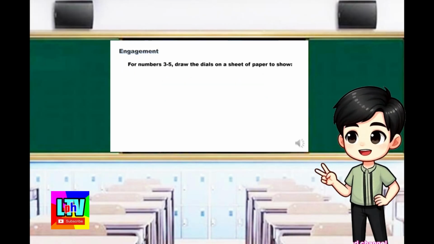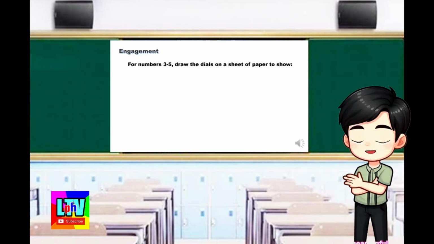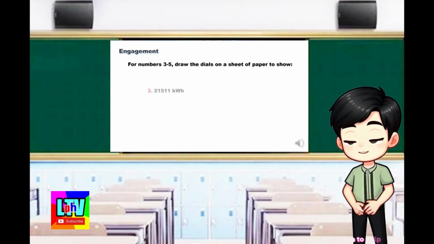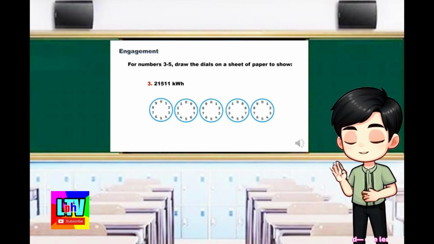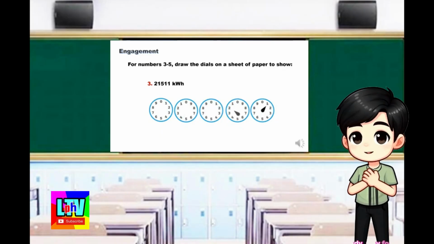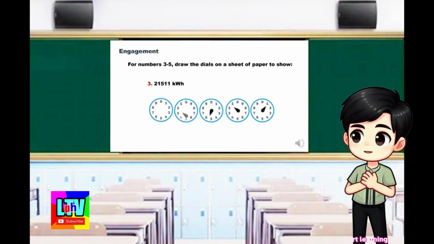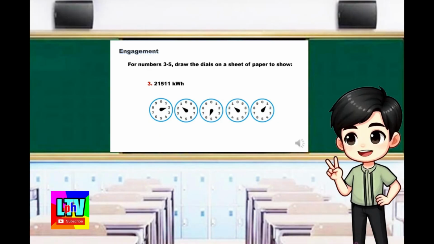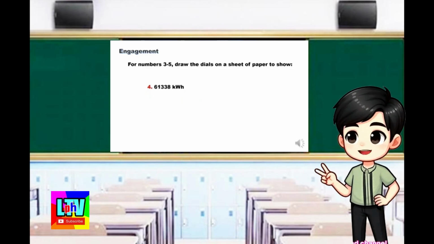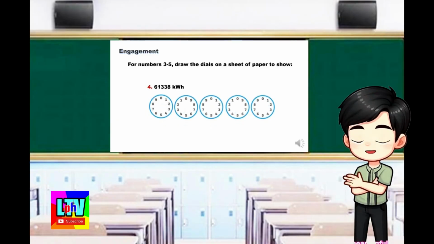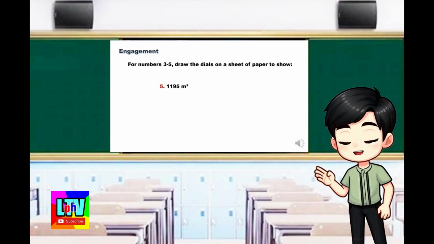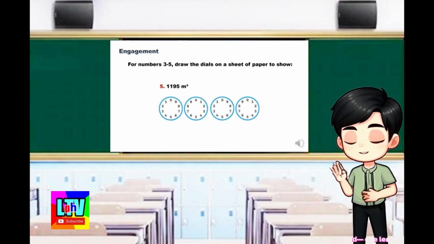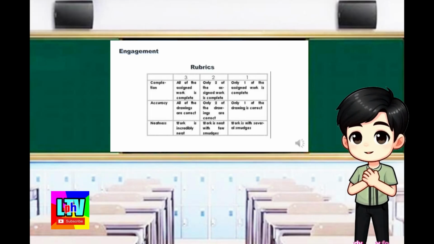For numbers 3 to 5, draw the dials on a sheet of paper to show the reading. Number 3. This is all an example. It's your time to answer number 4. You can use these dials. And number 5. And here's the rubrics.